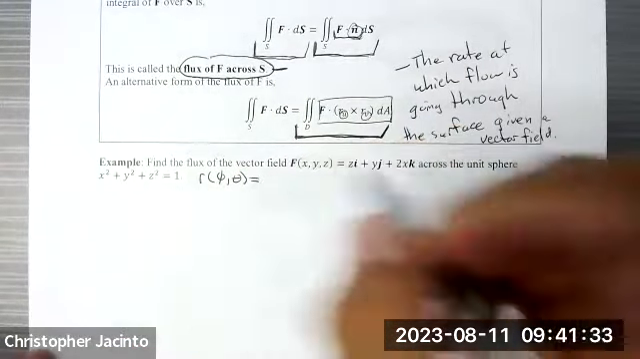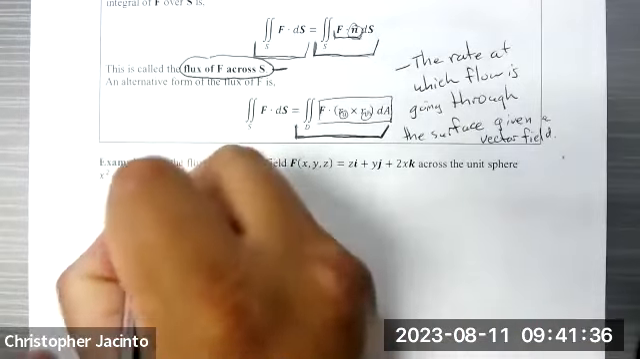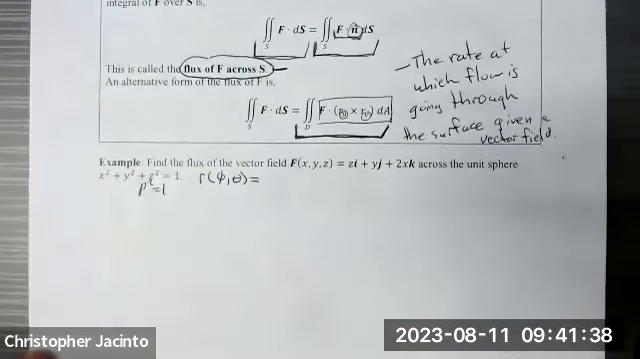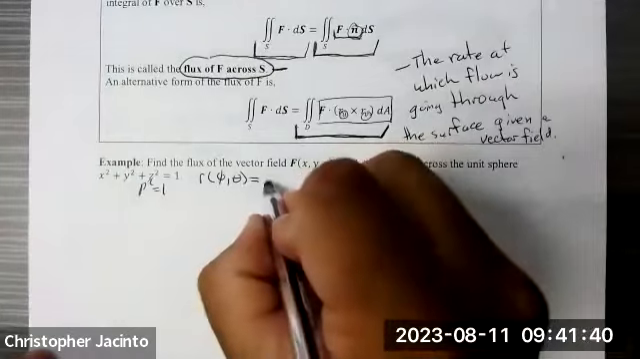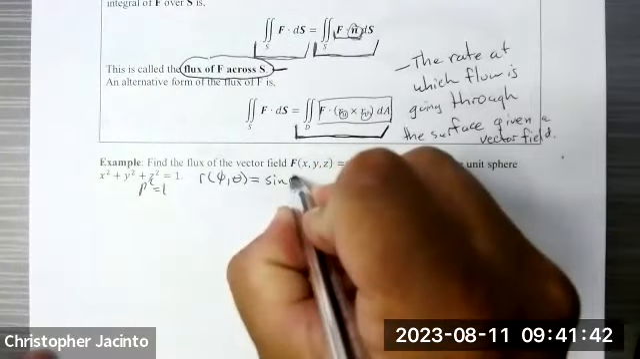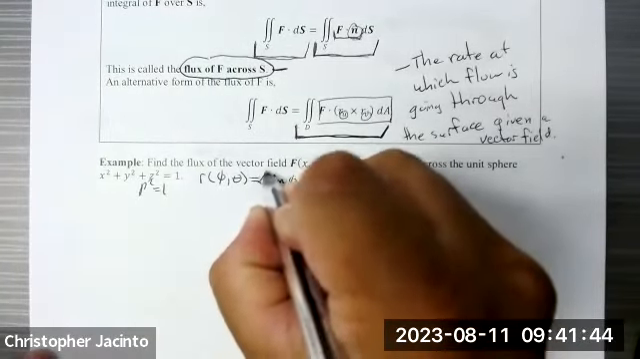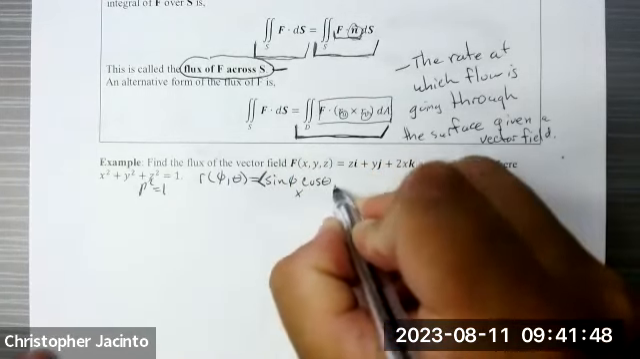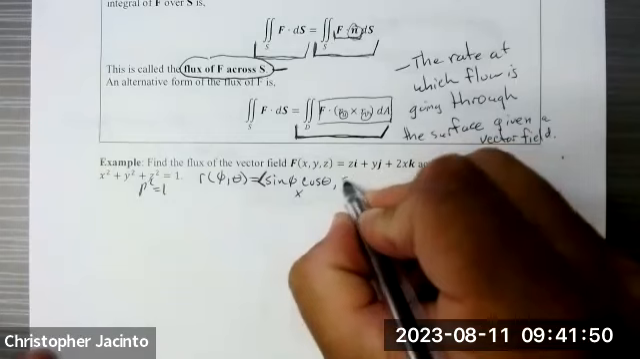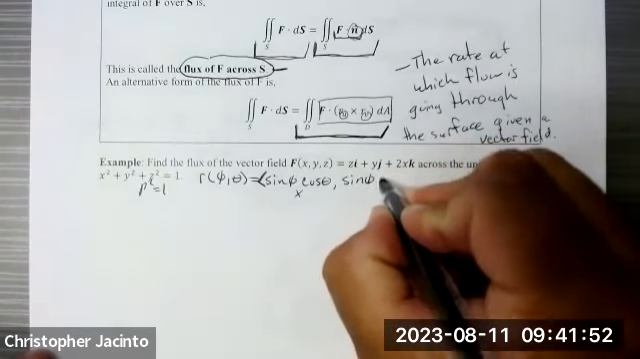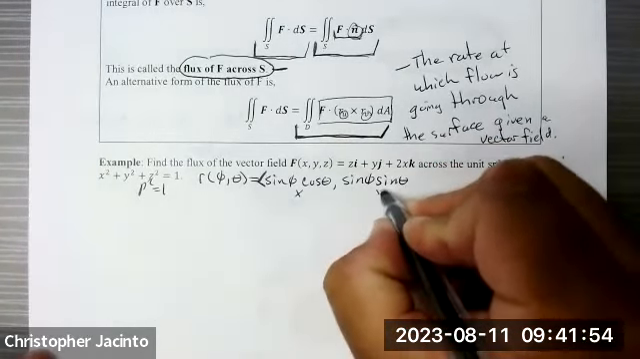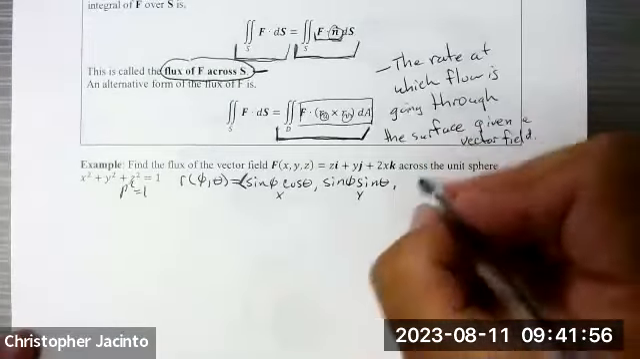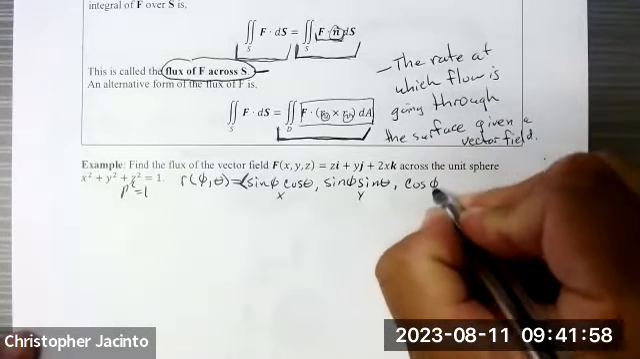So rho is just going to be 1, because the square root of 1 is just 1. I'll put this in vector format. It's going to be sine phi cosine theta for the x. Y is going to be sine phi sine theta. And then our z is just going to be cosine phi.